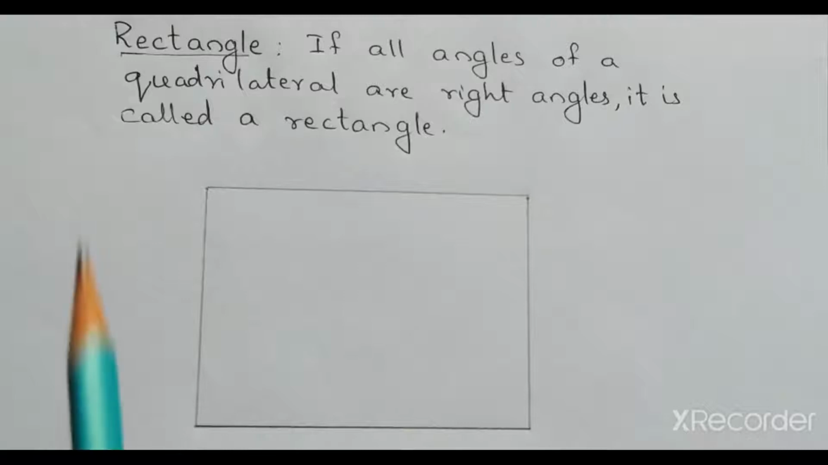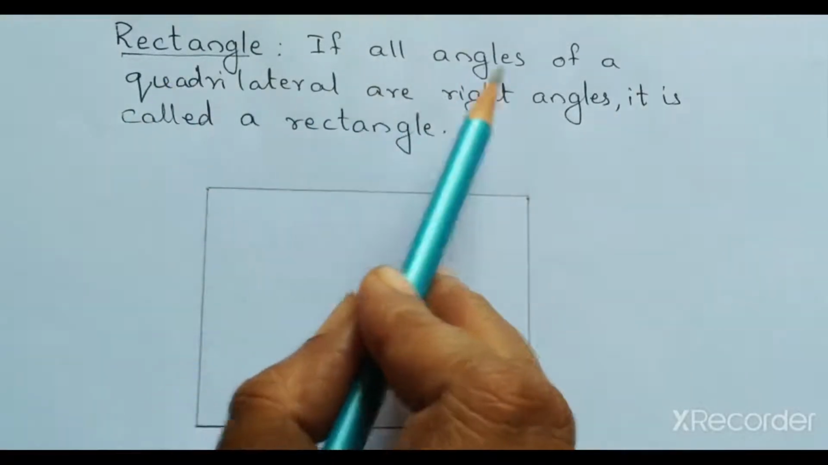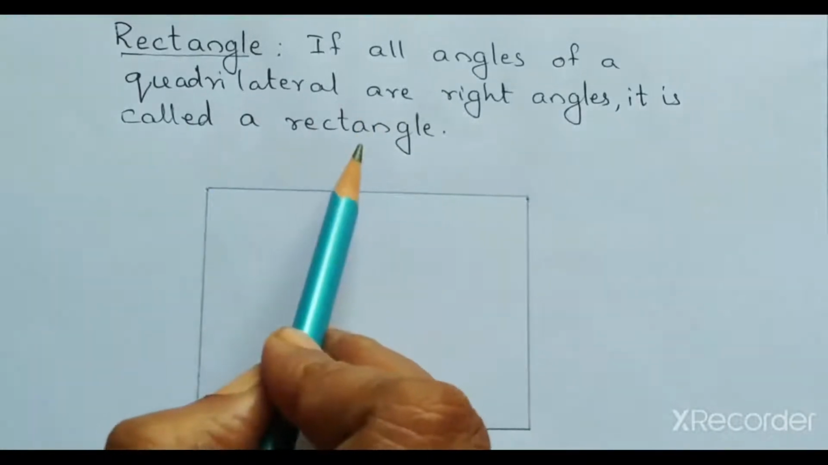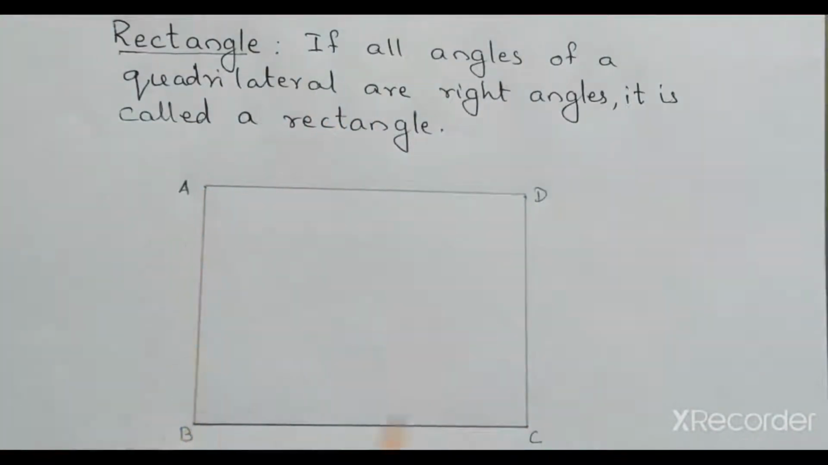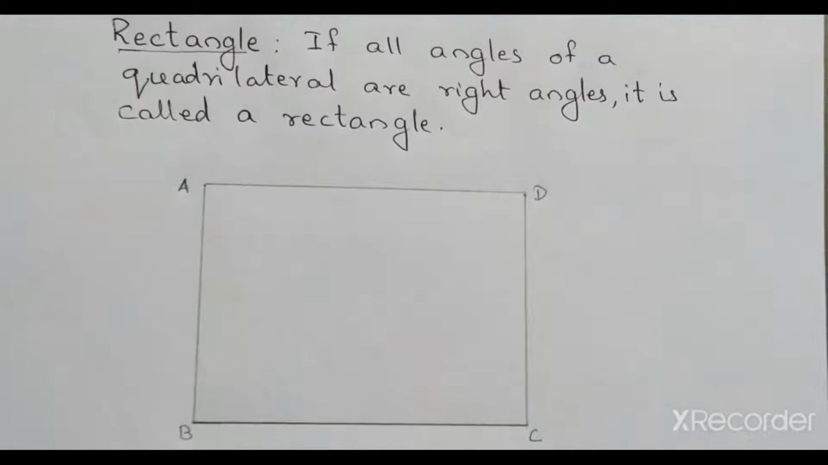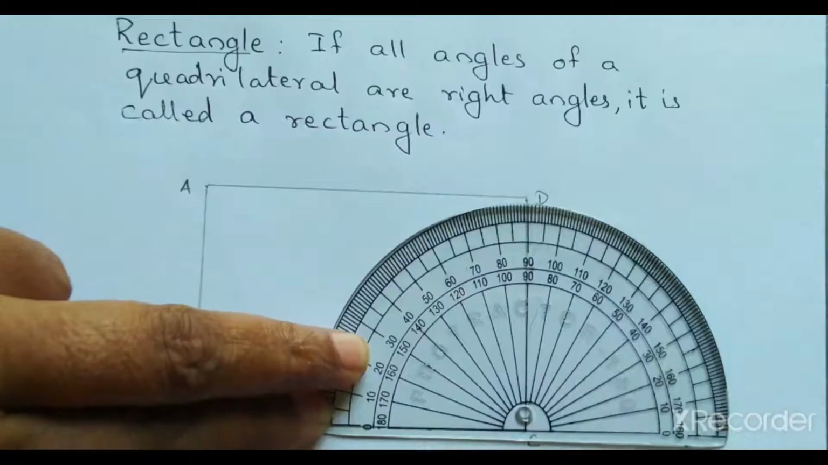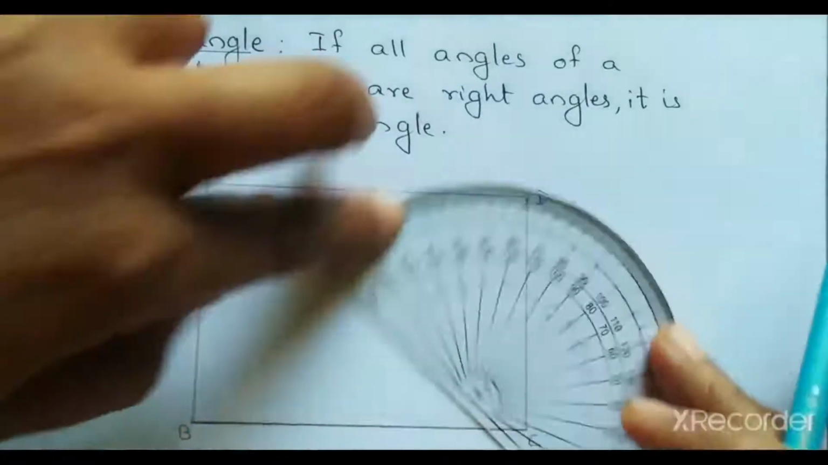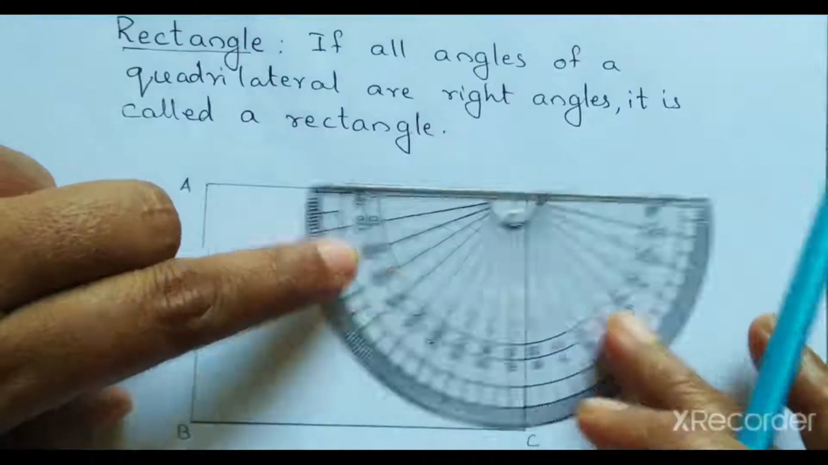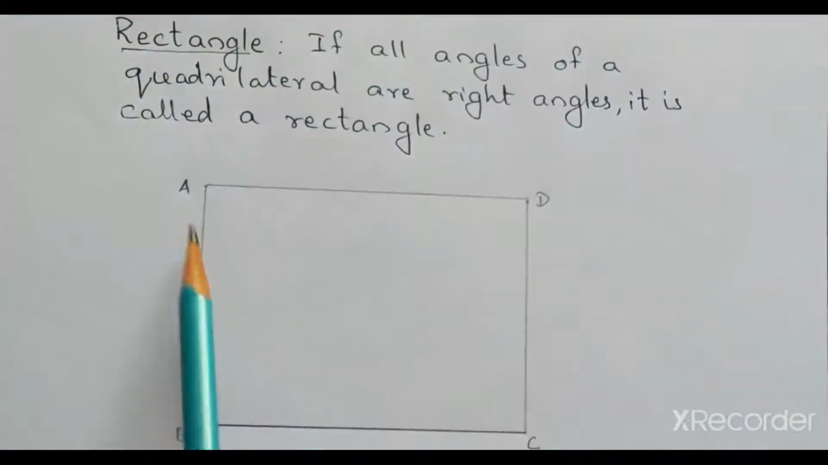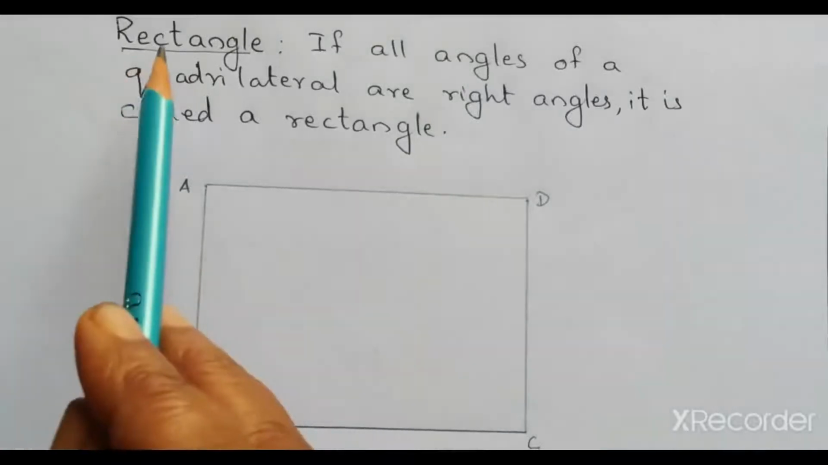The first one is a rectangle. If all the angles of a quadrilateral are right angles, it is called a rectangle. Quadrilateral ABCD is a rectangle if all the angles are a right angle. Let us see. Angle B is 90 degree, angle C is 90 degree, angle D is 90 degree, angle A is 90 degree. So we can say that quadrilateral ABCD is a rectangle.